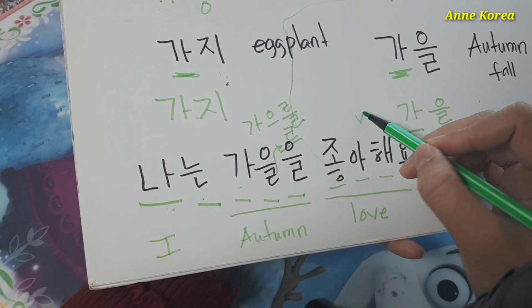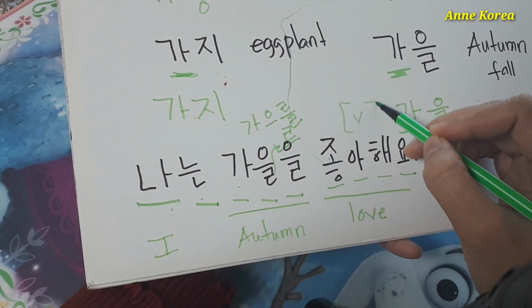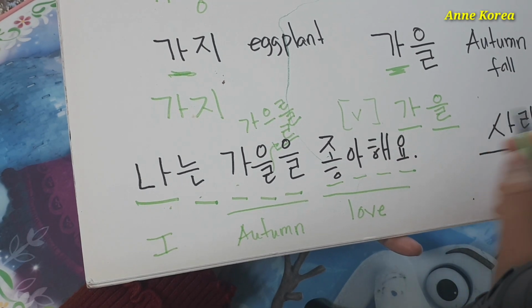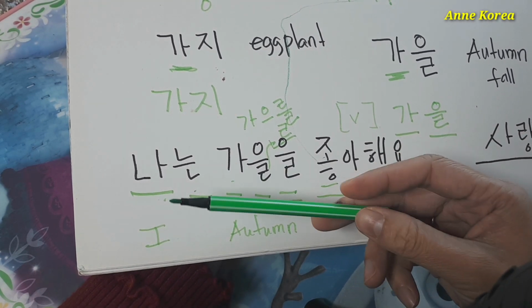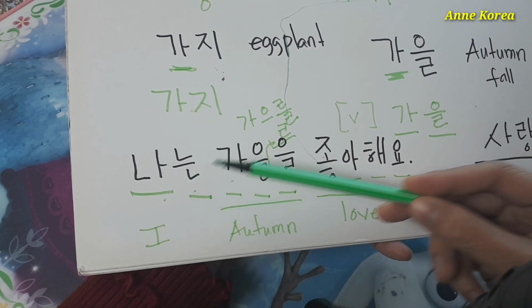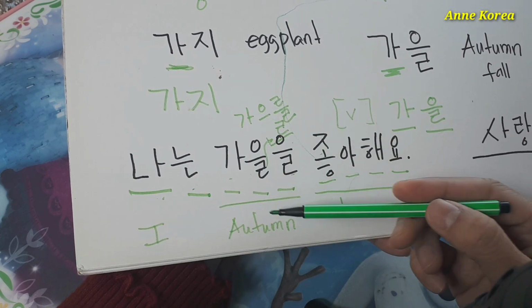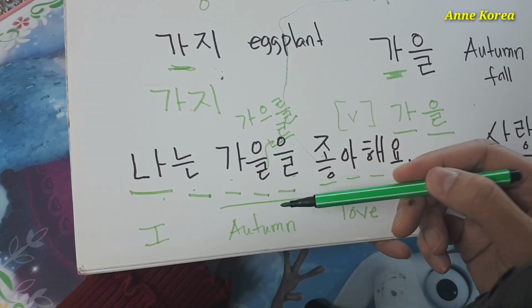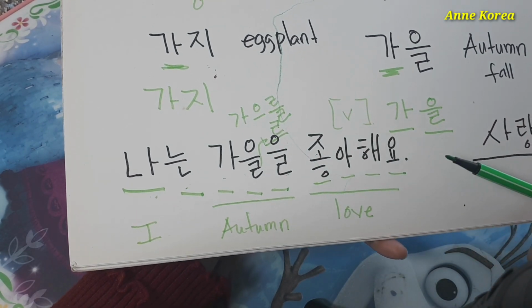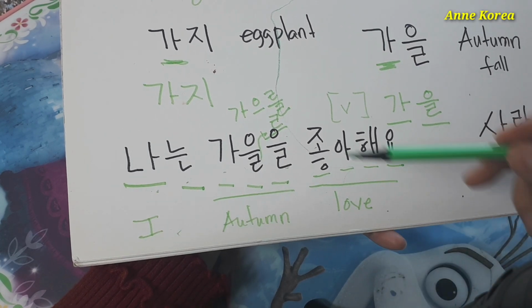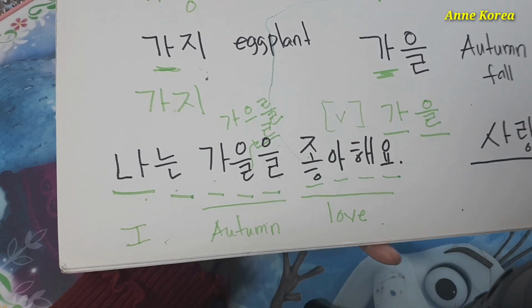Yung verb nila talaga guys, usually, nasa dulo talaga siya ng sentence. Kaya, nangyayari is, 나는 가을. So, yung object or yung subject ay nasa gitna. 나는 가을을 좋아해요. I love autumn.